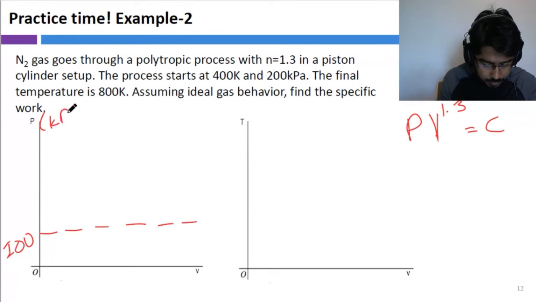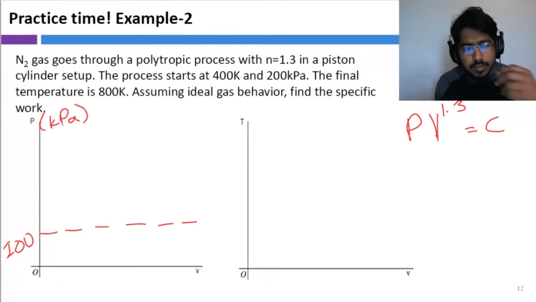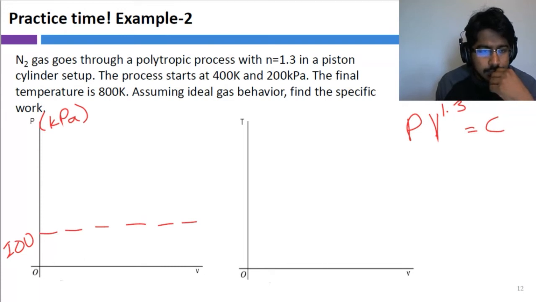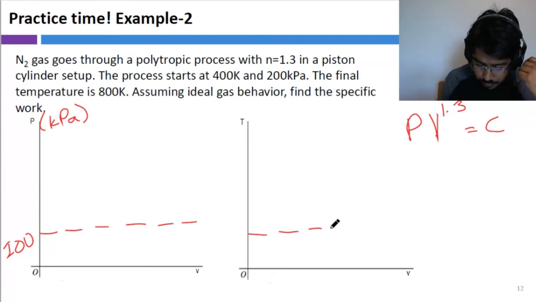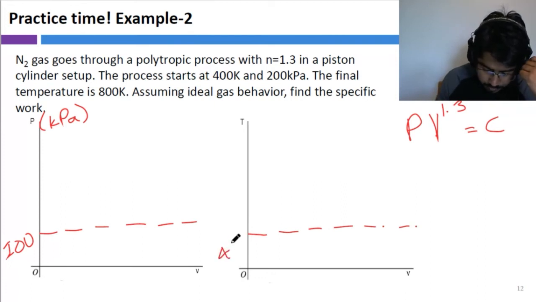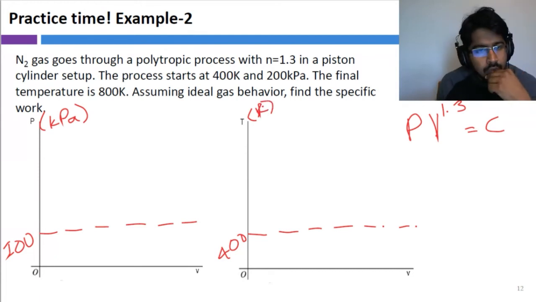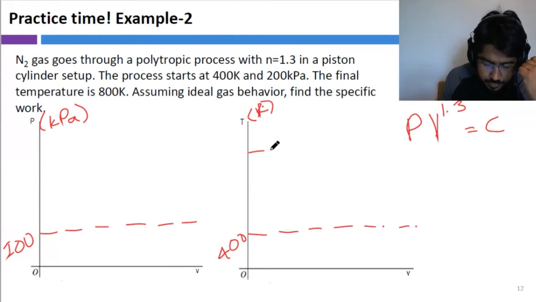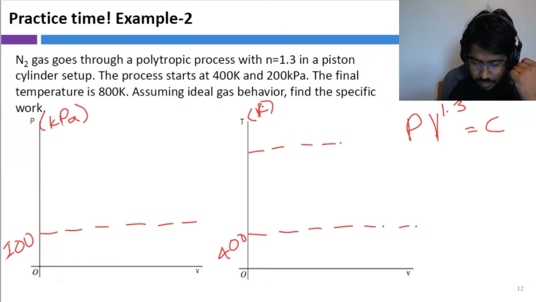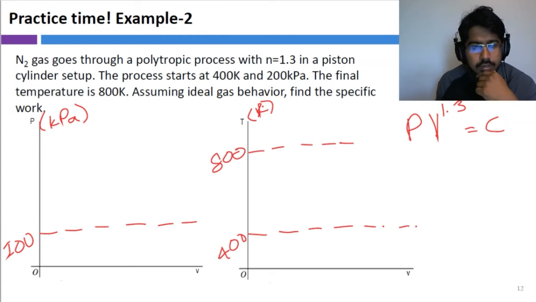Pressure axis units are very important when you're marking something on a diagram. Try to always put the units. And then the initial temperature is 400 kelvins. This is 400 kelvins, right? And then it says the final temperature is given, right? So the final temperature is 800, right? So assuming ideal gas behavior, find the specific work.